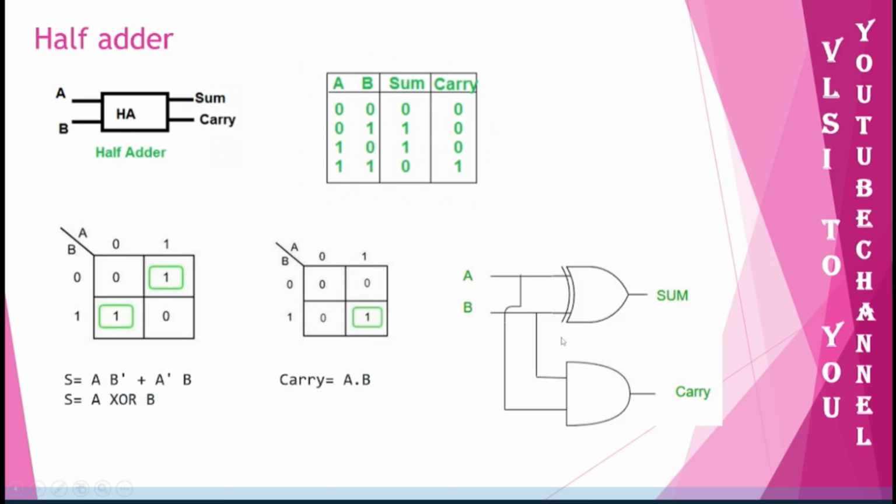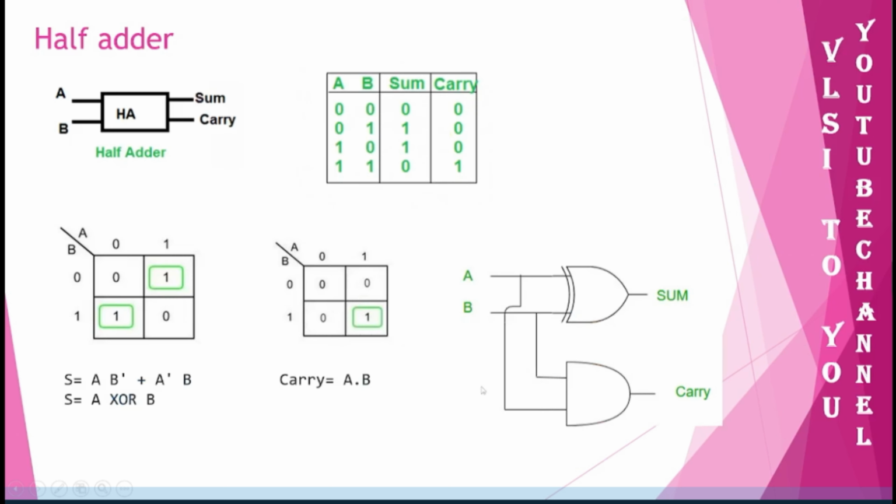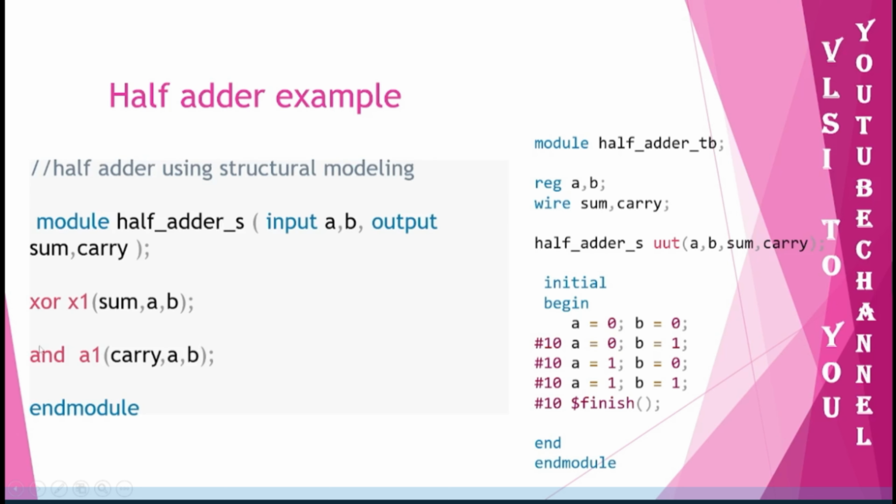You have designed this. Now when you want to write the code for it, first you need to know that in this structure a and b are inputs, and sum and carry are outputs. So based on that you will write module, any name, half adder. There are two inputs, a and b, and the outputs are sum and carry. Now if you see the logic here, one is an XOR gate and one is an AND gate.